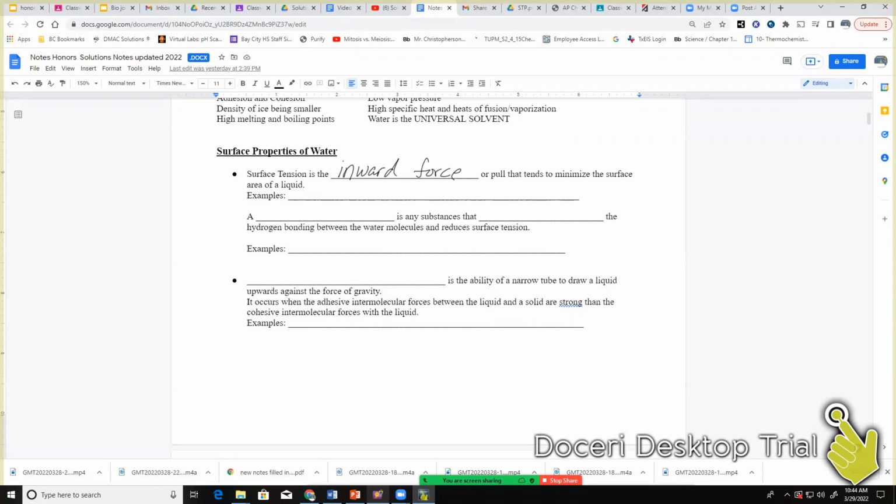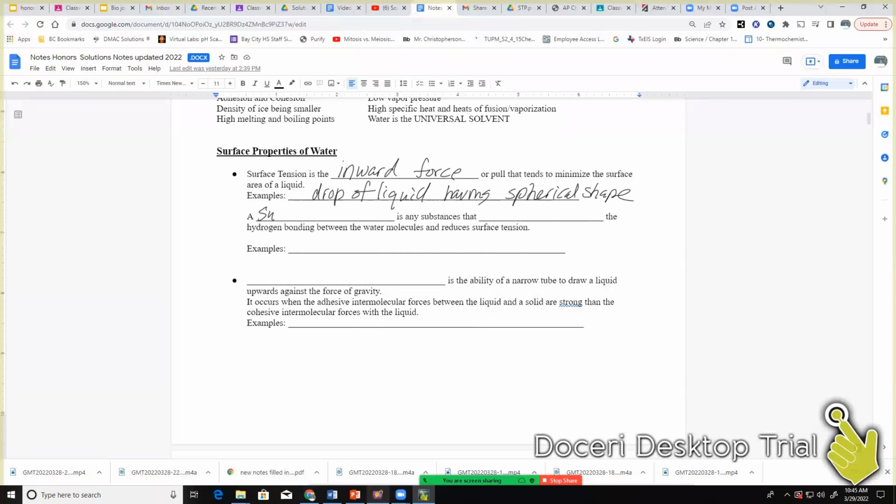So an example of this would be a drop of liquid having a spherical shape. Also, if you've ever seen insects that look like they can walk across water, or they can stand on the top of water, that's because water has surface tension, and they're so light that they can kind of stand on that surface.